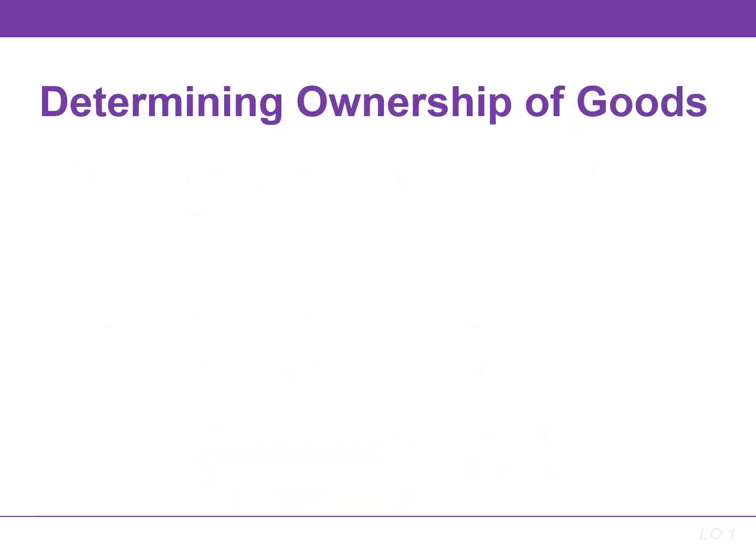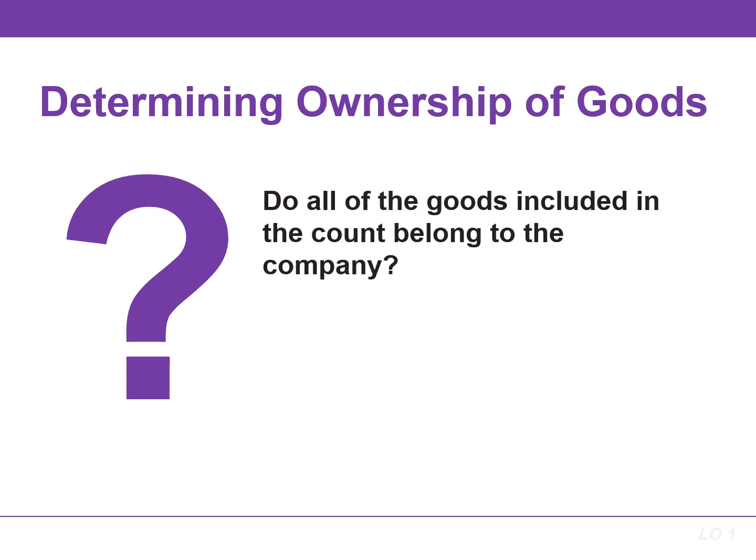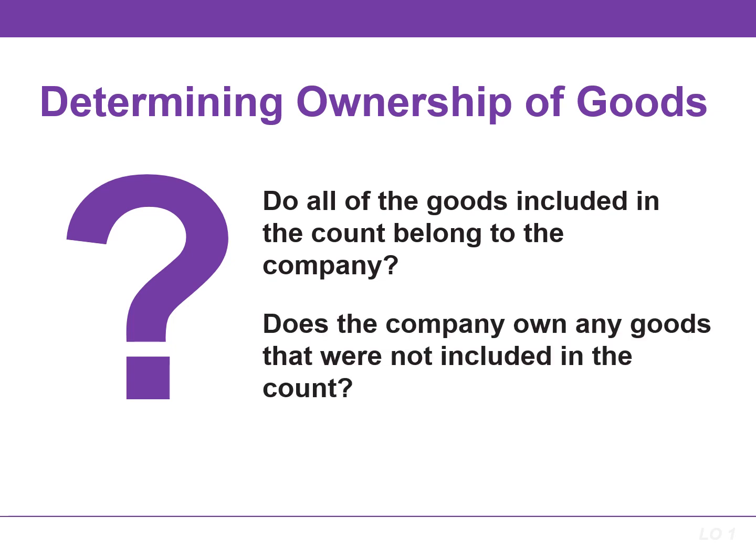Determining inventory quantities involves two steps. The first is taking a physical inventory of goods on hand, which we just discussed. The second step is determining the ownership of goods. One challenge in determining inventory quantities is making sure a company owns the inventory. To determine ownership of goods, two questions must be answered. The first, do all of the goods included in the count belong to the company? And second, does the company own any goods that were not included in the count?